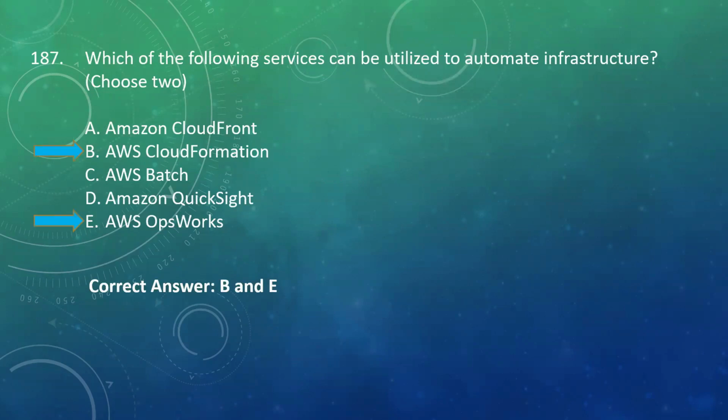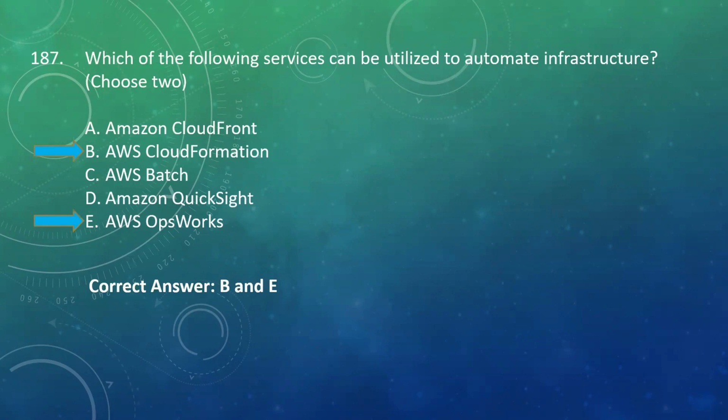AWS CloudFormation allows you to define and provision your AWS infrastructure as code using templates. It enables you to automate the creation, modification, and deletion of resources in a consistent and repeatable manner. AWS OpsWorks is a configuration management service that enables you to automate the deployment and management of applications and infrastructure. It supports Chef and Puppet for defining and automating configurations.